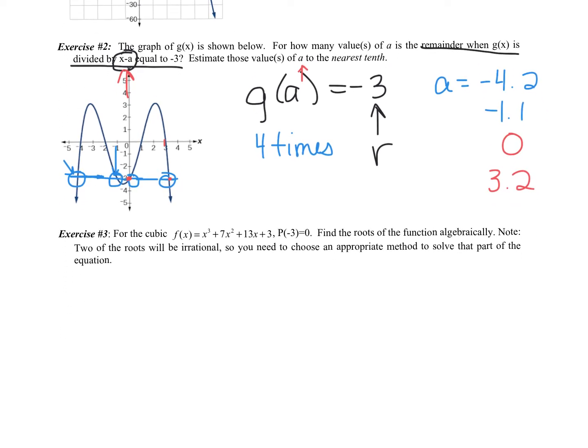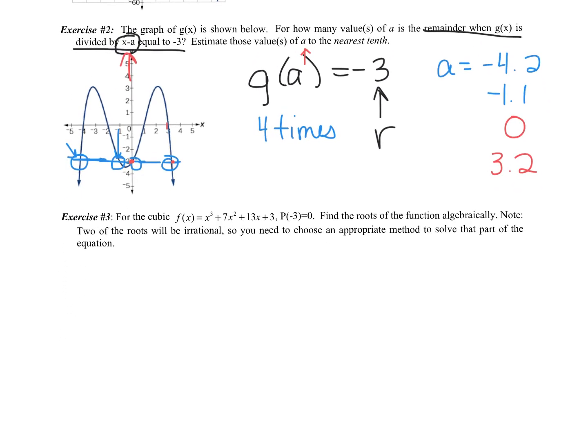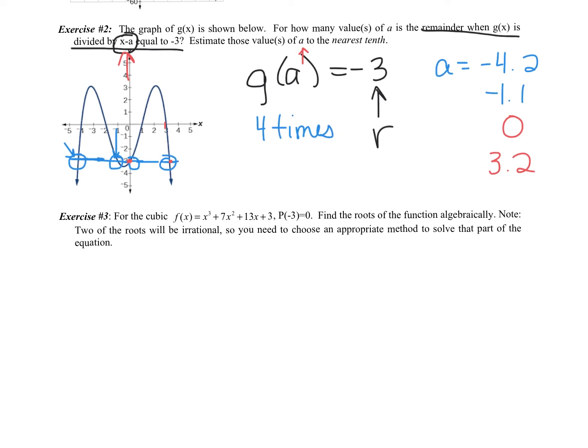those two are really about understanding remainder theorem in the context of graphs. The next one has a little bit more to do with algebra. So it says, for the cubic function f of x, and this is a typo, so let me fix it. This should say f of negative 3 equals 0. Find the roots of the function algebraically. Note, 2 of the roots will be irrational, so you need to choose an appropriate method to solve that part of the equation. So basically, let's just ignore that for now.